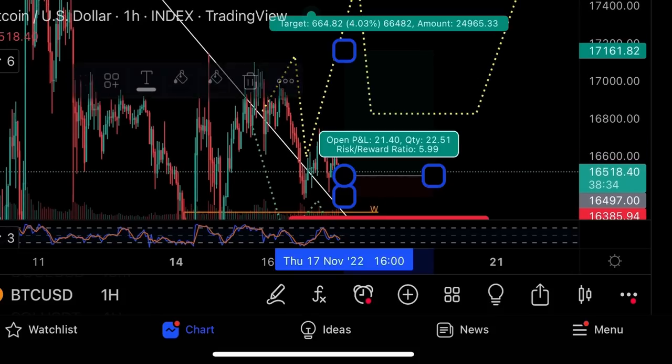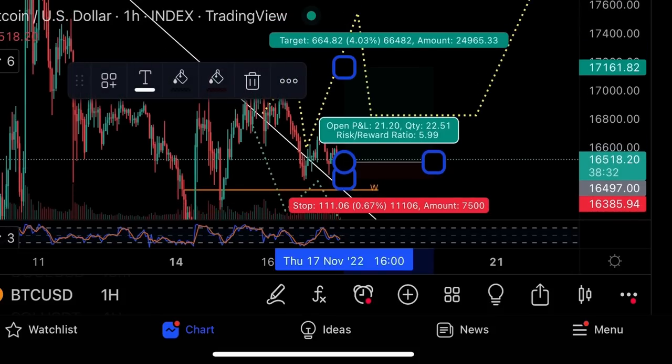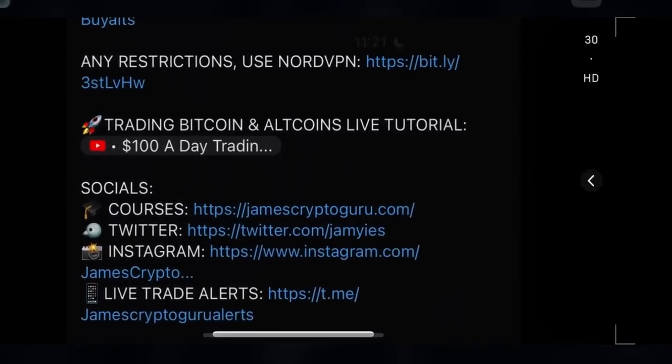It's a 5.99 ratio trade. Risking $111 to make $664 on this trade. With 10x leverage will be $6,640 or 40%. That's the trade that I would take on Bitcoin. I'm going to show you the trade I would do on Ethereum.